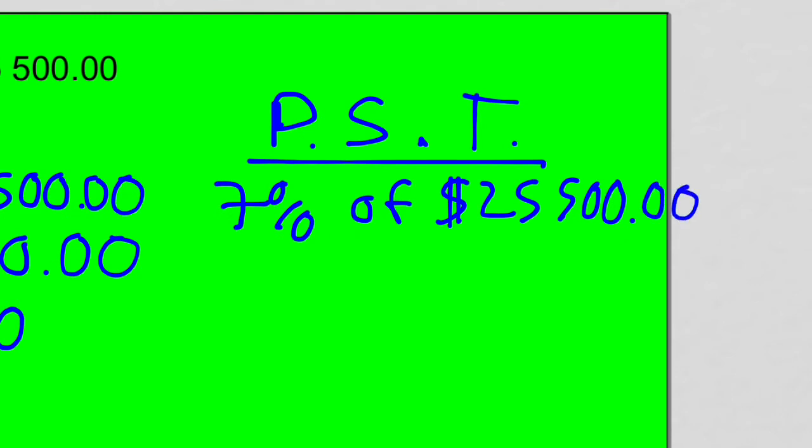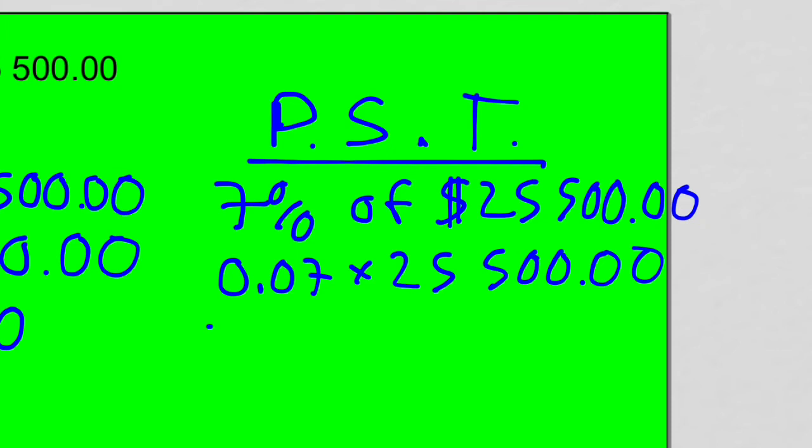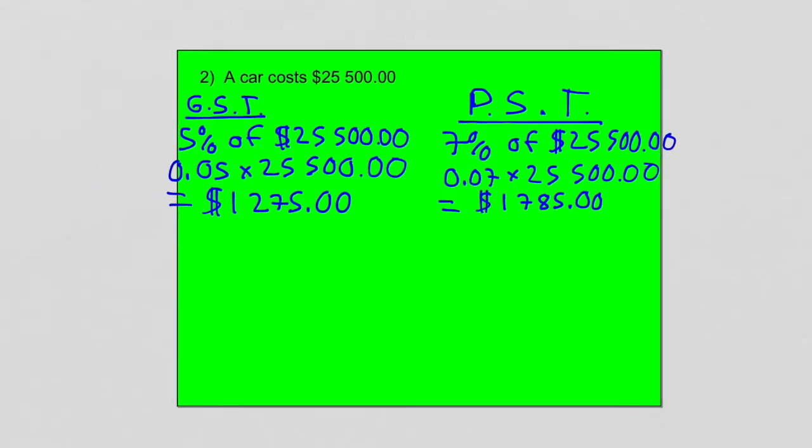And that's 0.07 times $25,500. And again, you can use your technology to work that out. And you get $1,785 that goes to the government of Manitoba. So there's our two taxes.